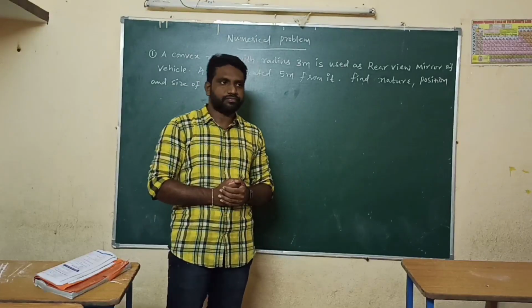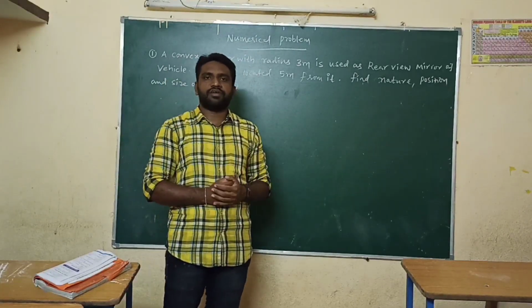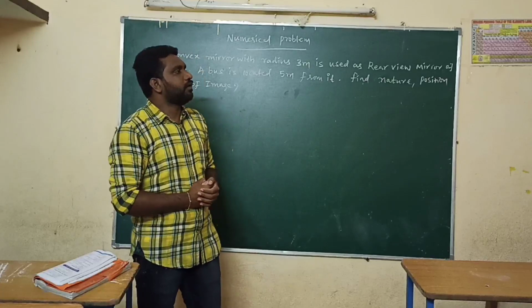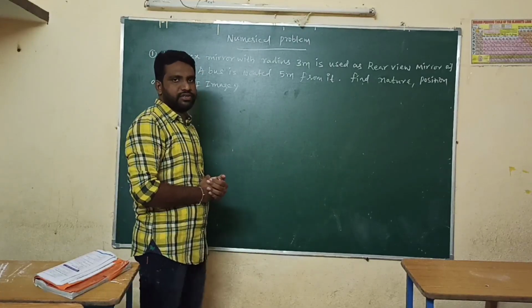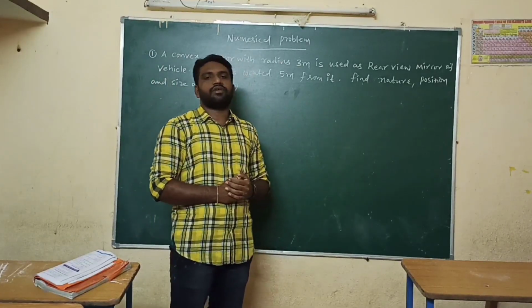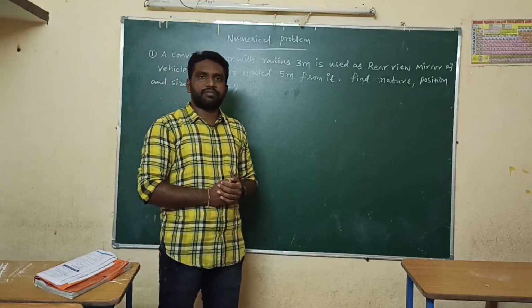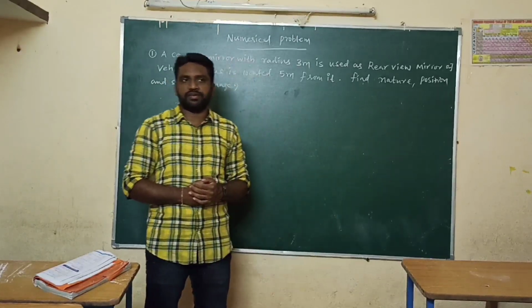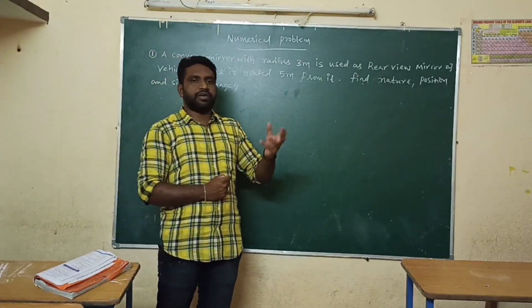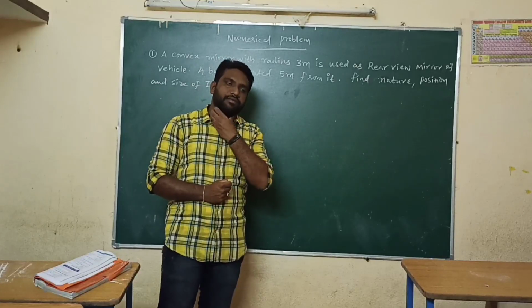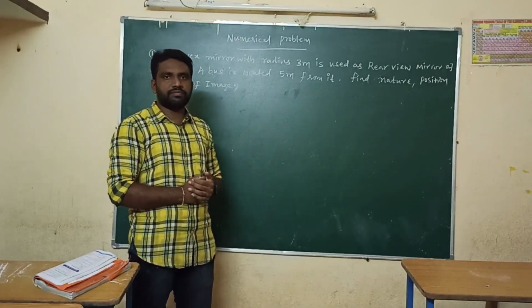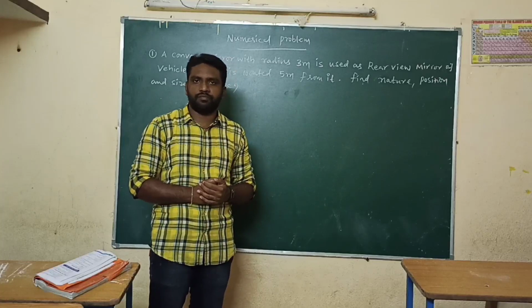We should remember that. And convex mirrors are also used on roads and highways, in tunnels, to avoid road accidents. And convex mirrors are also used in ATM centers and shopping malls to avoid theft, to observe thieves. So these are the main advantages of convex mirror.